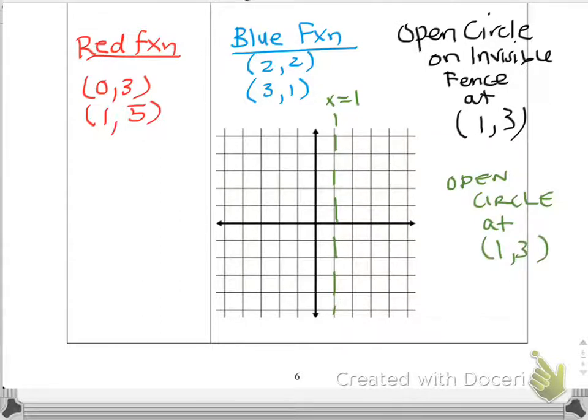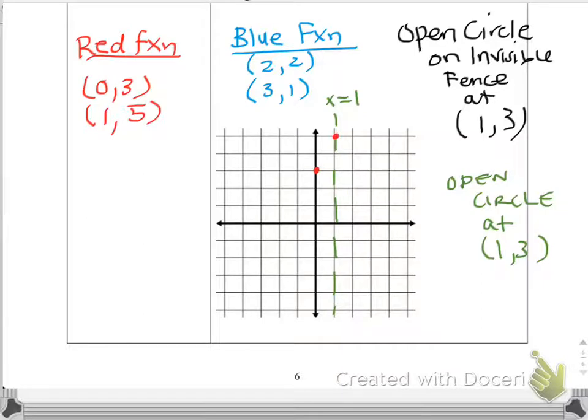Okay, so now we have everything to plot. I'm going to plot my red function in red, my points. So we have the point (0, 3) and (1, 5).